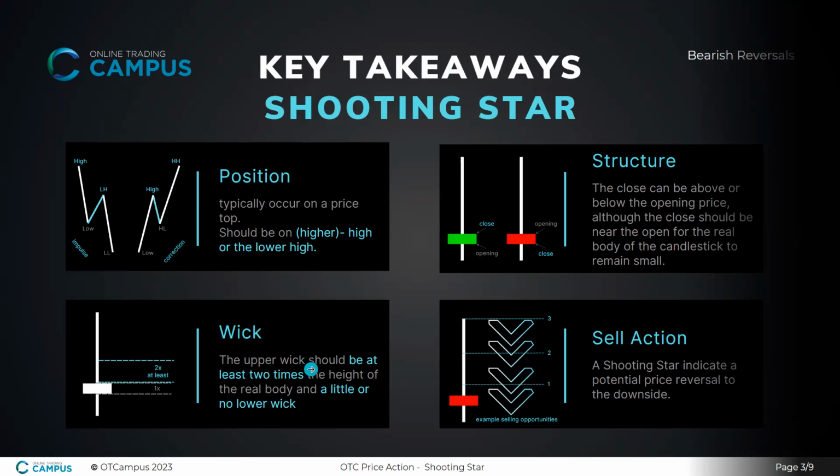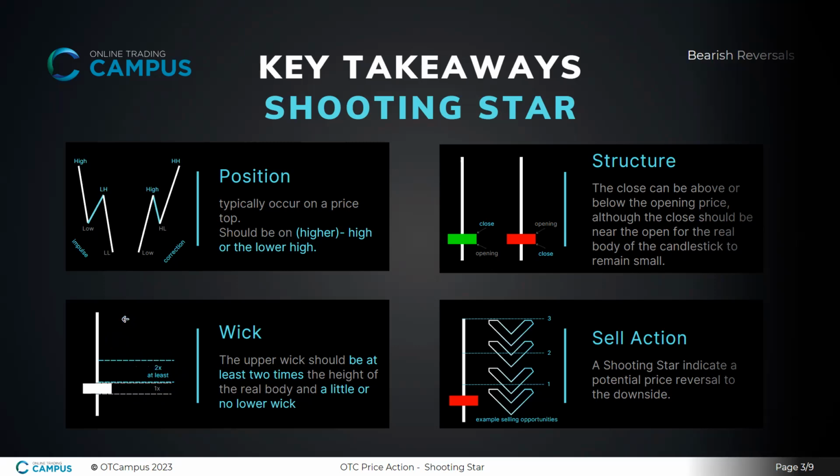Number 2 is the wick. The upper wick should be at least 2 times the height of the real body and a little or no lower wick. Look at this, the range of the body is 1, and this multiple twice is here, and you see the wick is longer than 2 times, okay, perfect.